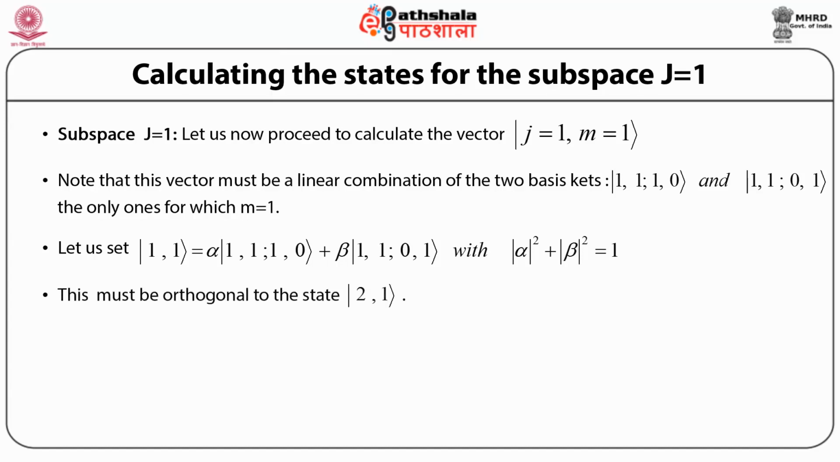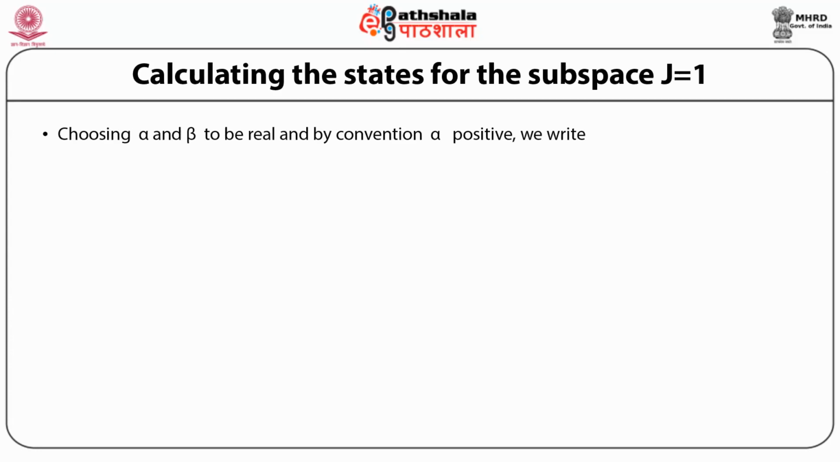This must be orthogonal to the state described by ket(2,1). For this, it is necessary that alpha plus beta must equal 0. Now choosing alpha and beta to be real and by convention alpha to be positive, we write ket(1,1) is equal to 1 by square root of 2 into within the brackets ket(1,1,1,0) minus ket(1,1,0,1).